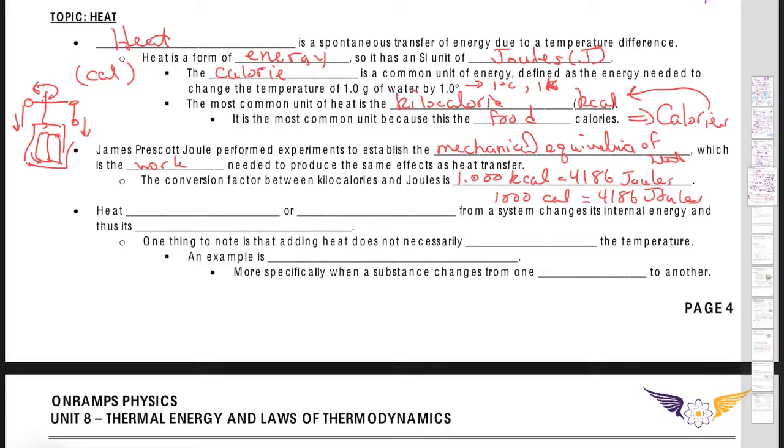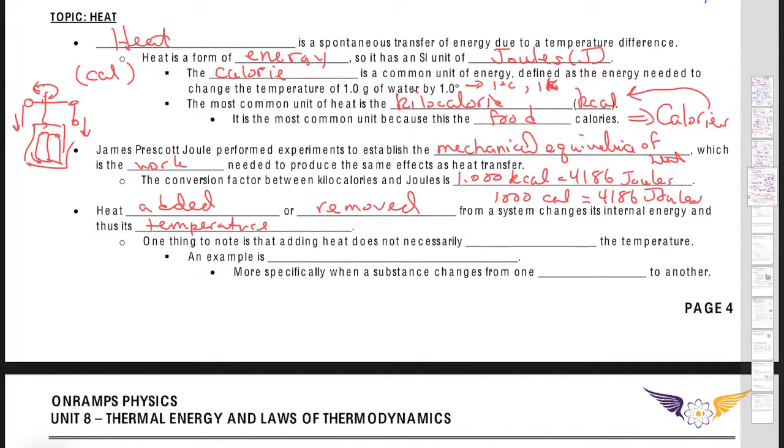Now, when heat is added or removed from a system, it changes the internal energy and thus its temperature. We talked about this way back in the first video for this unit. When I heat something, I add energy. When I cool something, I remove energy. So what is it going to do? It's going to change the temperature.